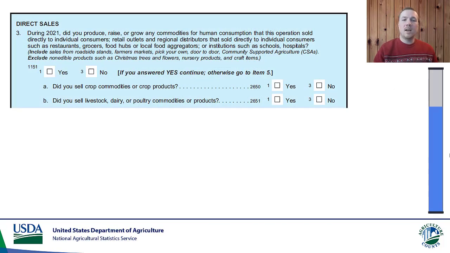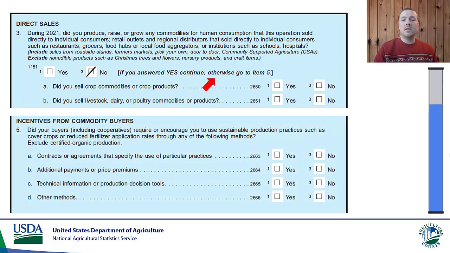You can read through the direct sales questions on your own, but I want to point out a change to the routing instructions for this year. If they answer no to the direct sales screener, don't skip the whole page like you would have in the past. Now it says, go to item 5.